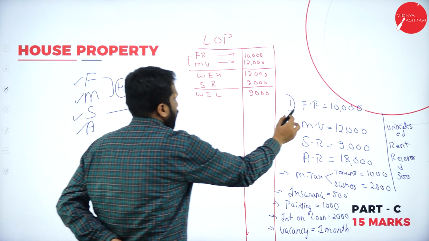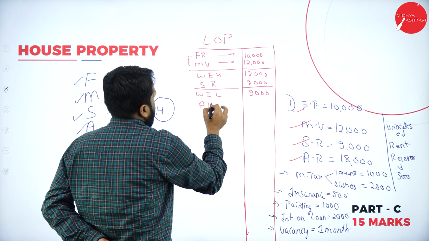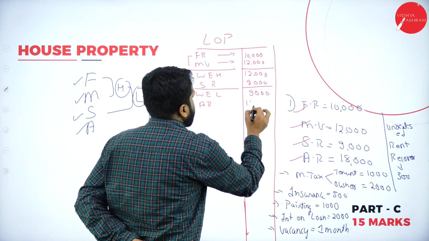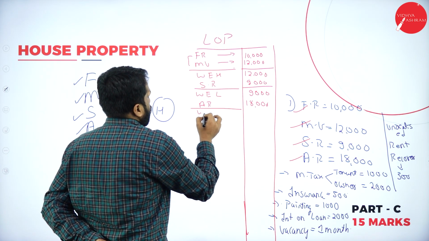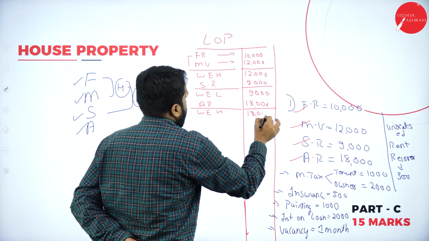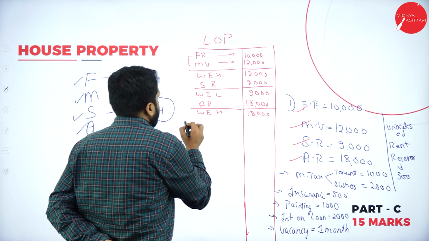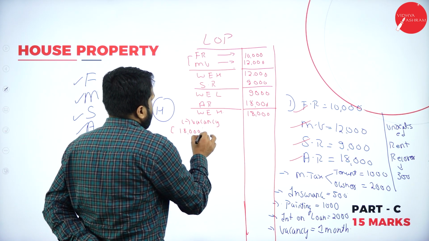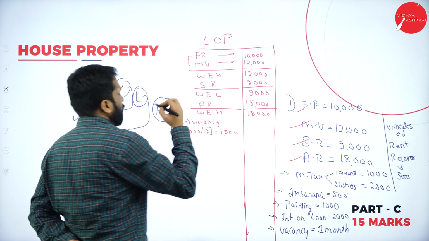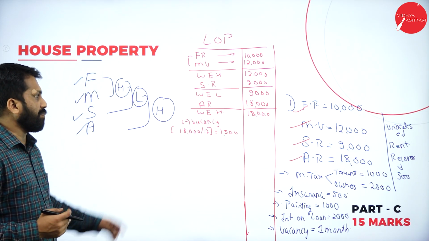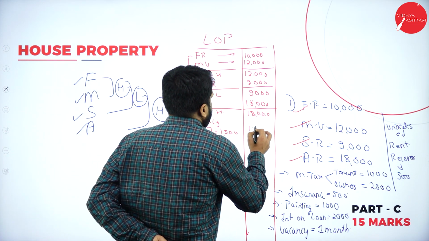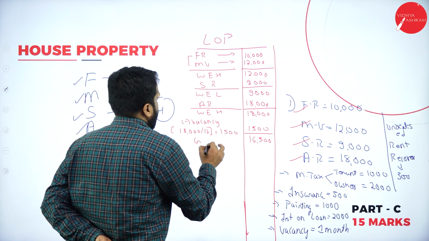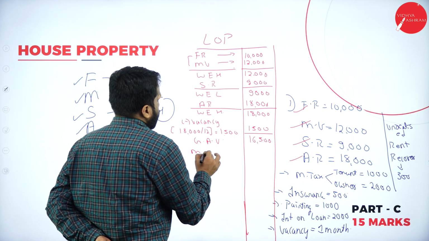After that, we took fair, municipal, standard and actual rent. Remember, we have a vacancy period here. Actual rent is 18,000. Whichever is higher, we get 18,000 as the higher value. Now, if there is any vacancy period, we have to minus 1 month vacancy. How to find out? 18,000 divided by 12. Per month rent is 1,500. So minus 1,500, you get 16,500. What is this? Gross annual value.